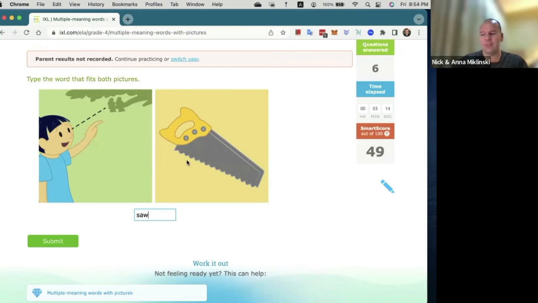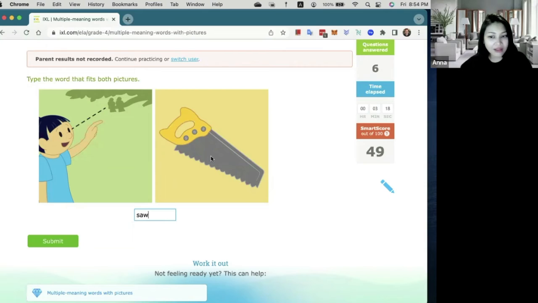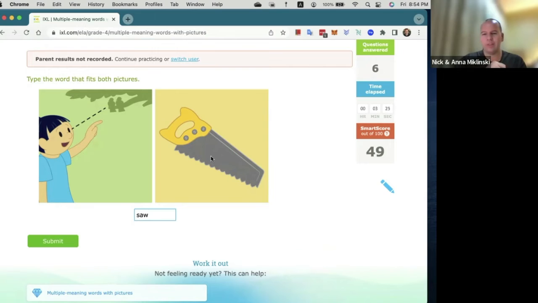Saw, right? Saw is we cut with a saw. We cut the log of the tree with the saw. Yeah, we cut wood. And see is like verb one. Verb one would be see, but it's past tense. So past tense: saw.